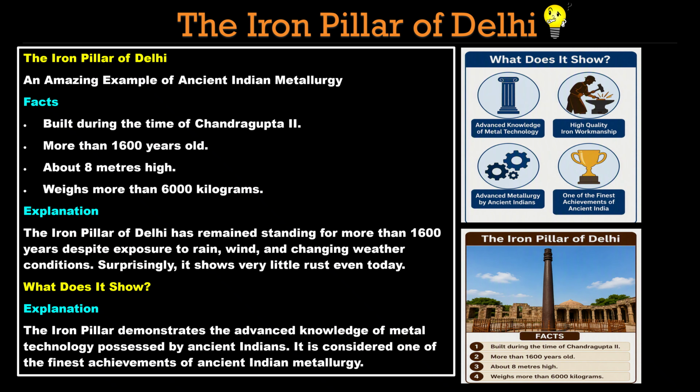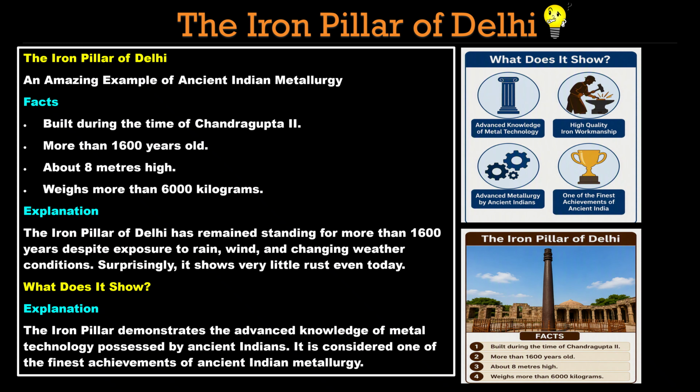What makes this pillar truly amazing is its resistance to rusting. For more than 1600 years, it has remained exposed to rain, wind, moisture, and changing weather conditions. Yet, even today, it shows very little rust on its surface. This is especially surprising because we have learned that iron generally rusts when it comes in contact with air and water for longer periods. However, the iron pillar has survived for centuries with very little corrosion.